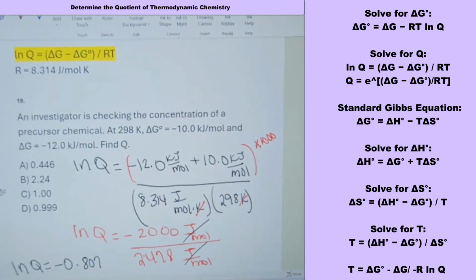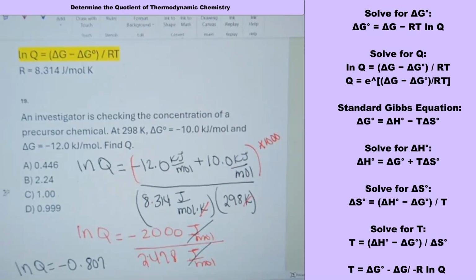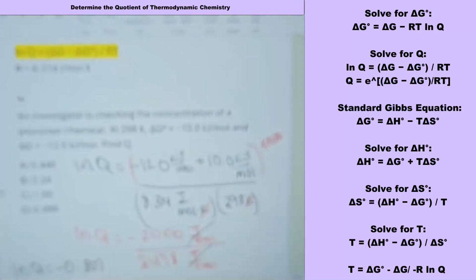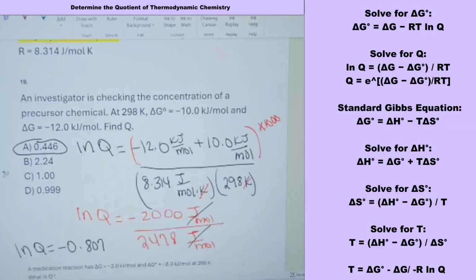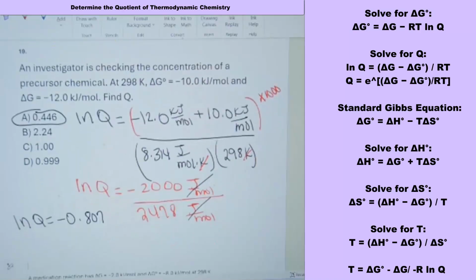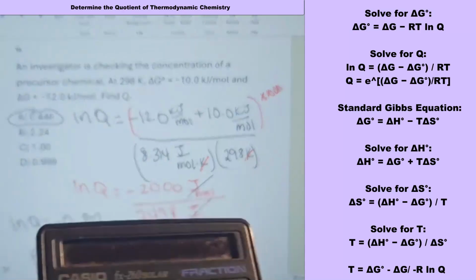Remember, that number was negative. So you've got 0.807 negative, and I get 0.446. Letter A. So right here, you had to say e to the negative 0.807. And again, let me show it to you so you all can see.